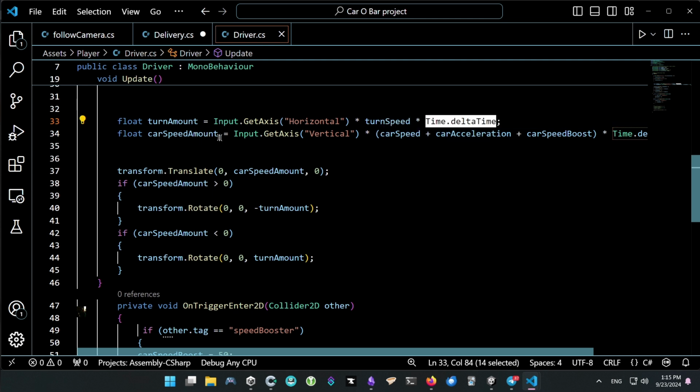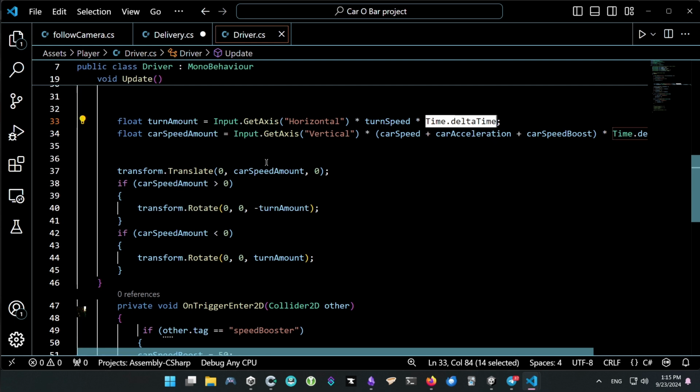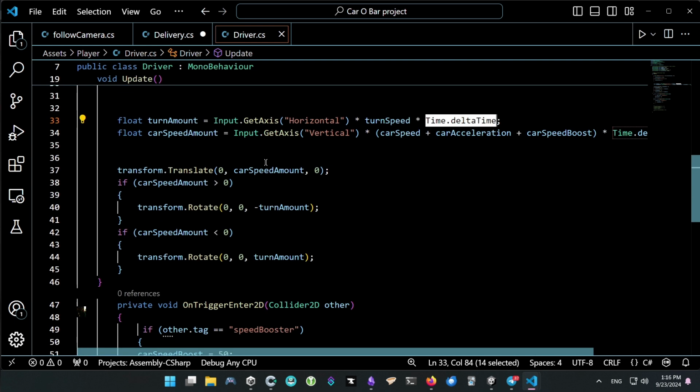So this turn speed, this is the car speed amount: I add all of these numbers together, car speed, car acceleration, and car speed boost, and multiply by delta time. And yeah, I did some other weird things here too. I don't think they're weird. I just told it when the corresponding amount is more than zero, the turn amount should be negative, and when it is under zero, it should be positive.